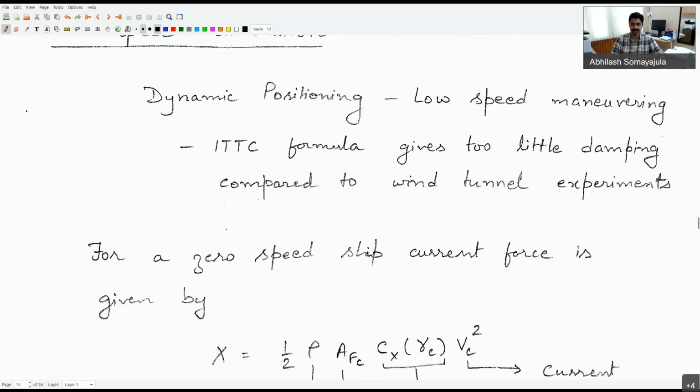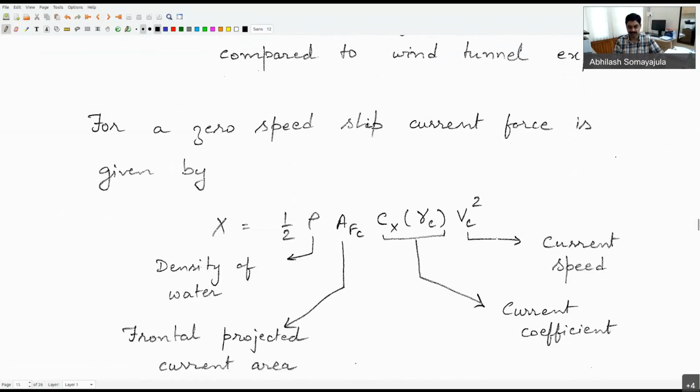So for low speed, the ITTC formula gives too little damping compared to what we actually observe from experiments. So here, we want to talk about that experienced surge force in terms of what we call a current coefficient. Typically in a dynamic positioning operation, our ship is moving very slowly. So the water speed relative to the ship is what will determine the force coming onto it. We can express it in a similar form as before.